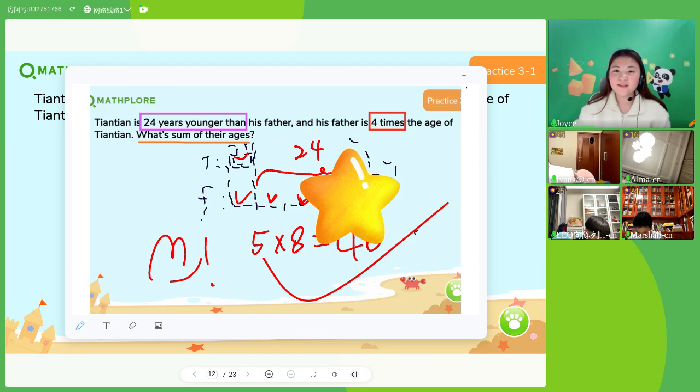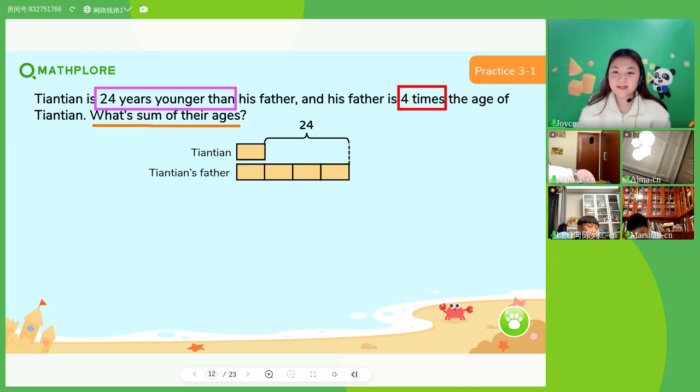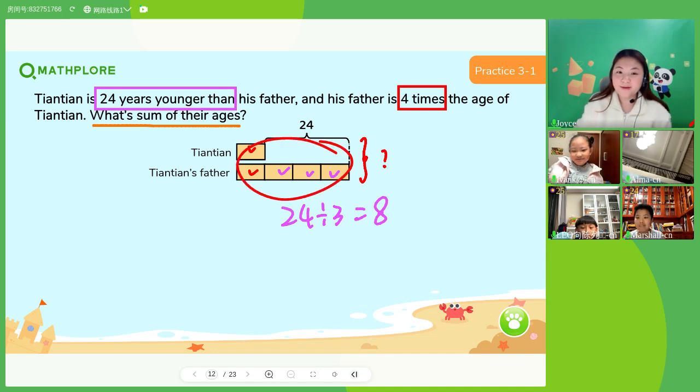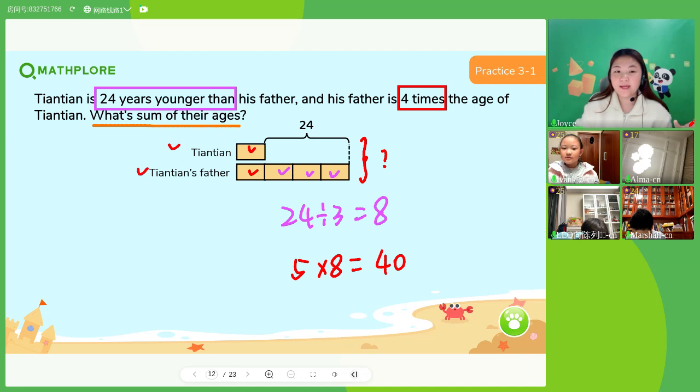Okay, perfect, everyone. So let's check the answer all together. Like what you did, we first draw a model like this, and we know the difference is 24, so we mark it out. You can see every part can be 24 divided by 3, which is 8, right? And look, everyone, because we're finding the sum, we just count how many segments there are in total. There are 5 equal parts. Each of them equals 8. So we just use 5 times 8. You will know the answer easily, right? Or you can find out their ages respectively, and then add them together. So both ways are right. Just choose the way you like. Okay?